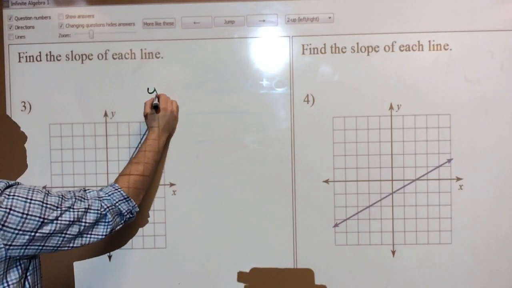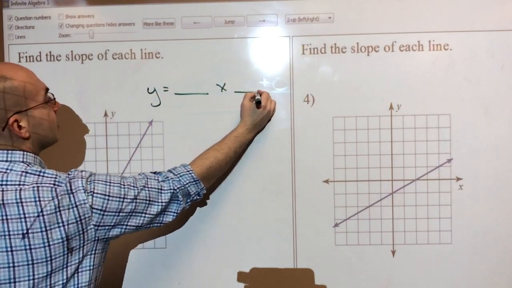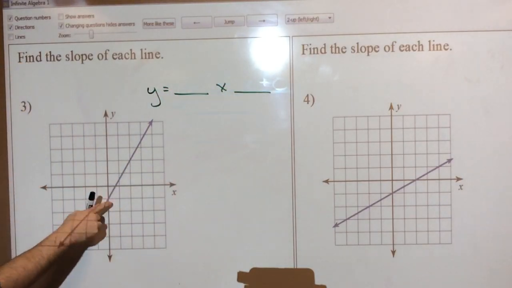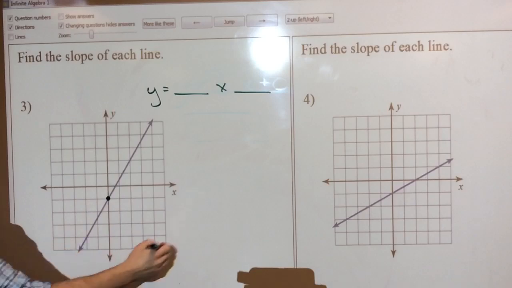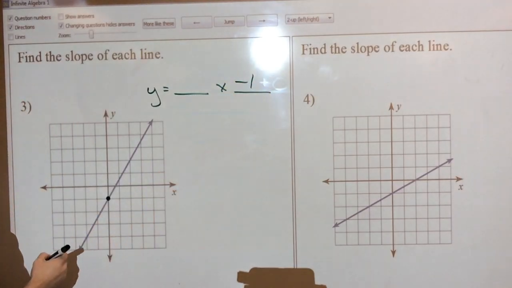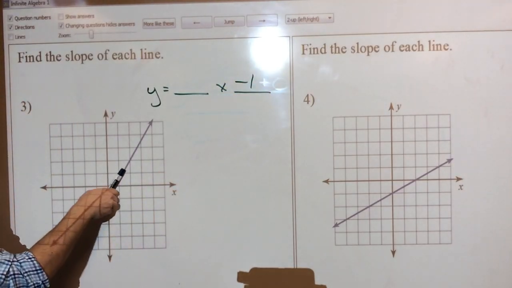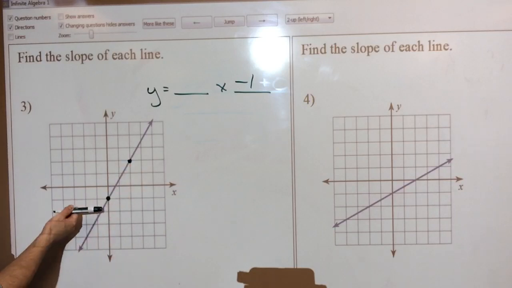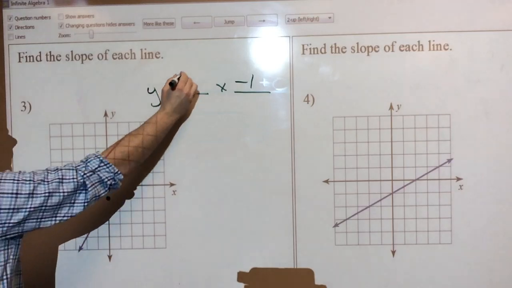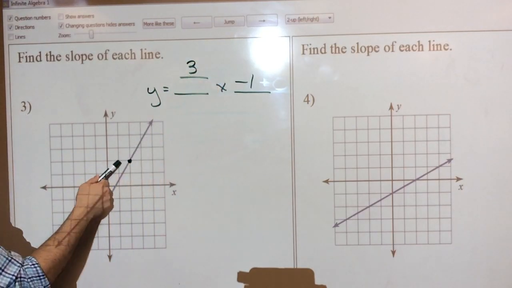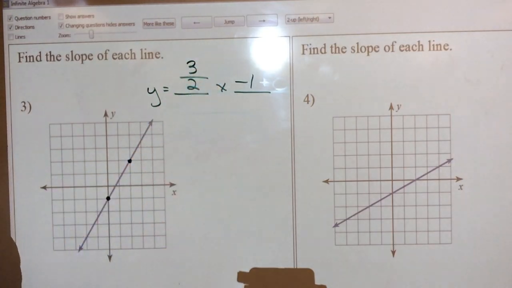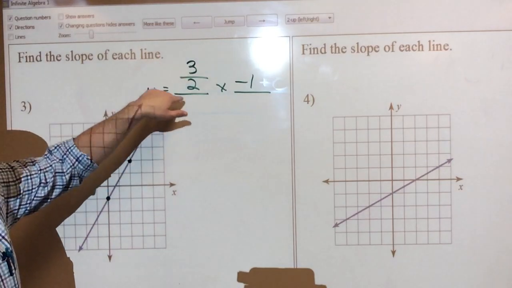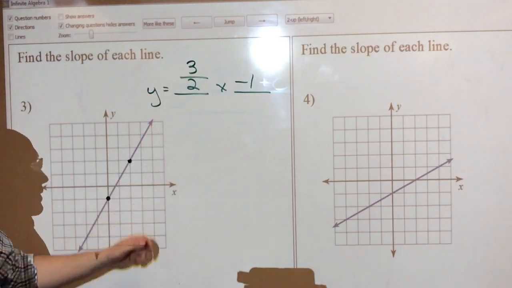So I've got here y equals blank x blank. The y-intercept looks to be at negative 1. I'm going to find another good point, and there's one right there. I'm going to count from the leftmost point to the rightmost point. Up 1, up 2, up 3. Up 3 means positive 3 over 1, 2, which means 2. So the answer is y equals 3 over 2x minus 1. That's the equation of this line.